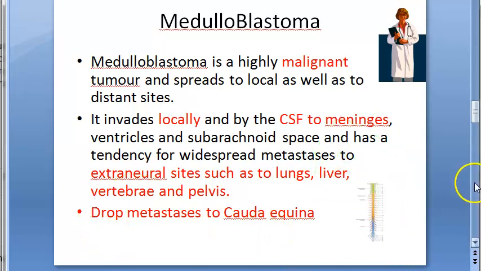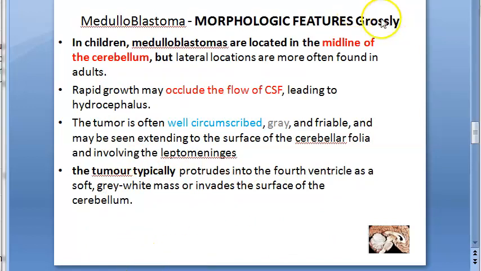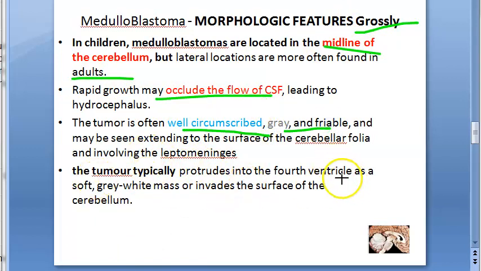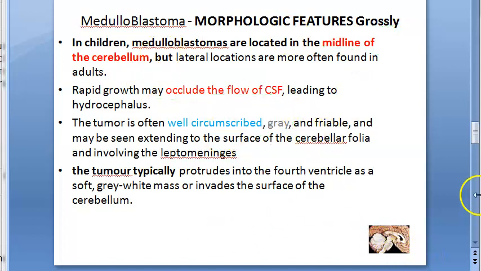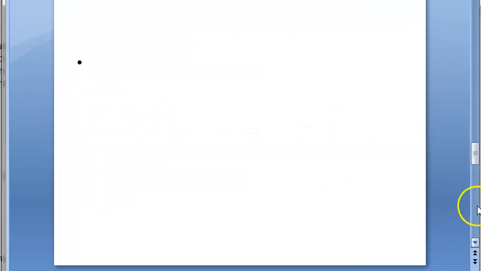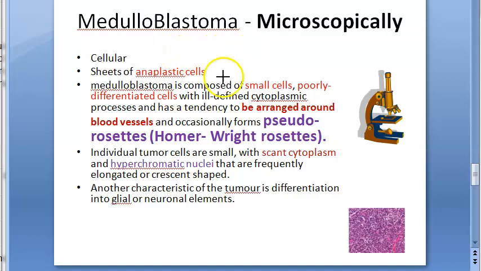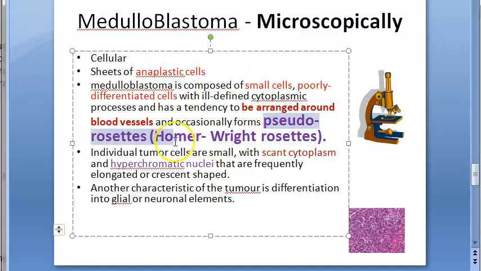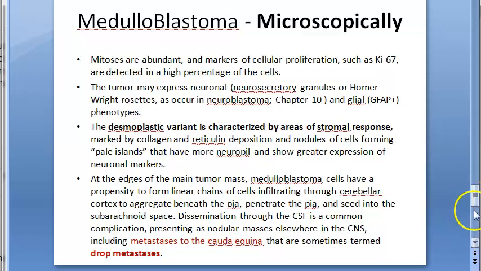Okay. Then you saw that gross, you will see what is affected. Midline of cerebellum, it will occlude the CSF flow. It will be well circumscribed, grey, friable. Midline of cerebellum, grey-white, soft, invades the surface of cerebellum. That's why it's malignant. Then we saw microscopically sheets of anaplastic cells. Mainly this, they are arranged around blood vessels to form pseudo-rosettes, Homer Wright rosettes. The cells are small. They have scanty cytoplasm, hyperchromatic nuclei, etc. Then what else did you see? That's all, drop metastasis. Okay.